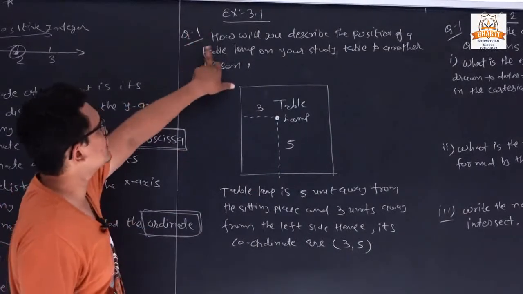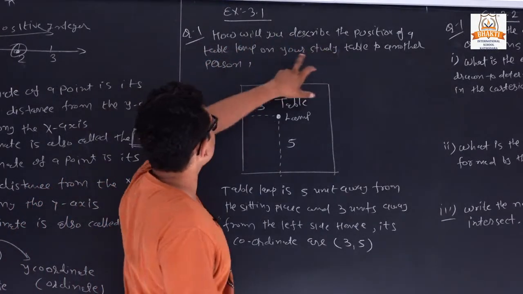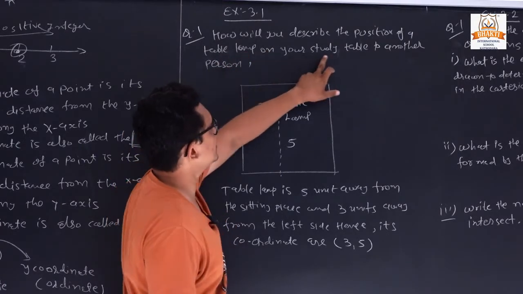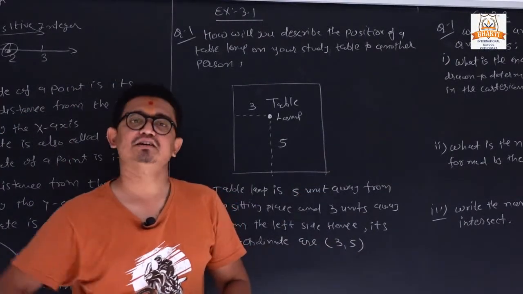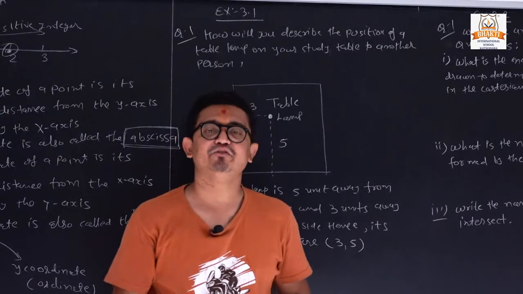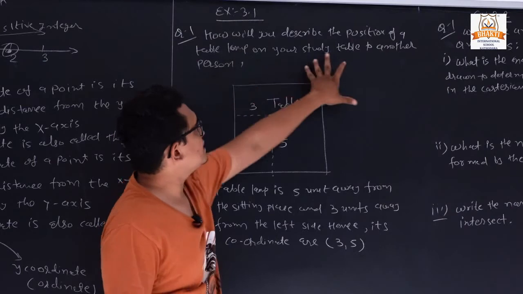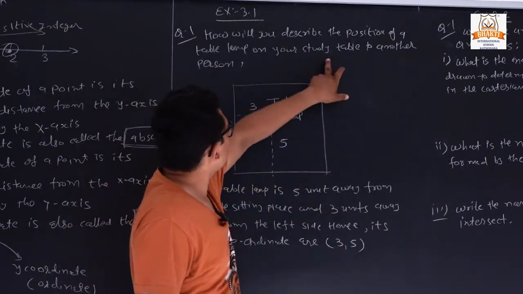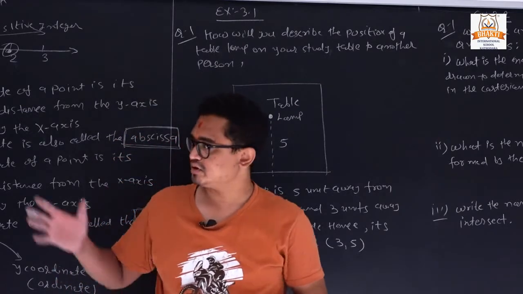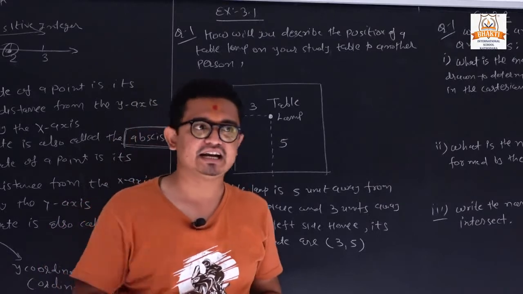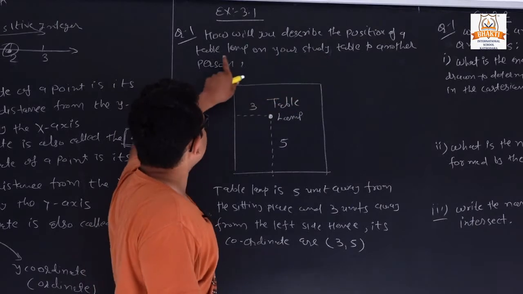Exercise 3.1, question number 1. Here they are asking how you will describe the position of a table lamp on your study table to another person. Suppose some unknown person comes to my room and I want to tell them to find the table lamp on the study table in my room. Suppose some person comes to my room and I am indicating that in one corner I have the table on which I have the table lamp.